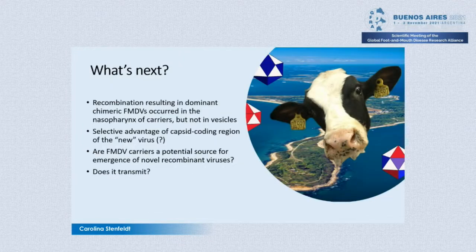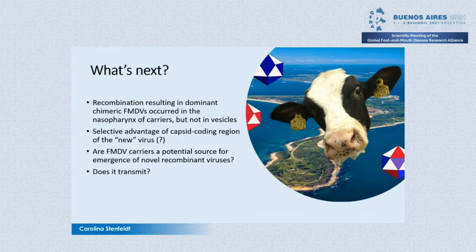We're quite intrigued by this detection of the dominant recombinants in the super-infected carriers, and we are hoping to be able to do some more work to investigate this. Specifically, there seemed to be a selective advantage of the capsid coding region of the virus from the most recent exposure, so the O1 Manisa in this case, and that might be explained by the lack of neutralizing antibodies to that virus during the very early phase of the superinfection. But we'd clearly like to know what happens if we were to swap the order of the virus exposures.